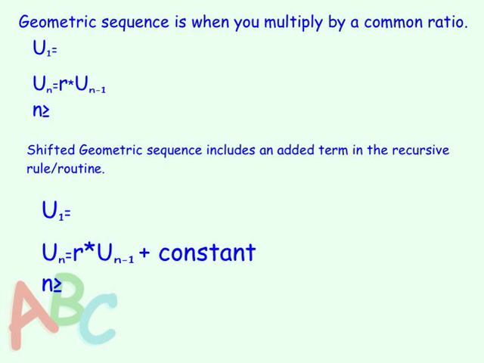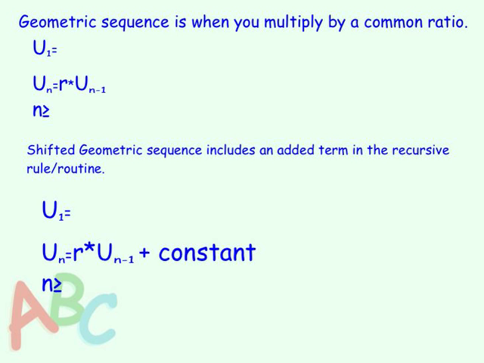By definition, a geometric sequence is when you multiply by what we call a common ratio. So for example, you're still going to need the starting value, and it's usually represented by either u sub 1 or u sub 0. And then our routine itself is going to be u sub n equals the common ratio times u sub n minus 1, which is the previous number.